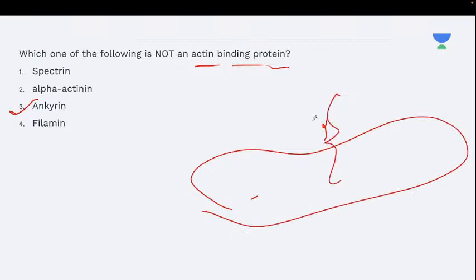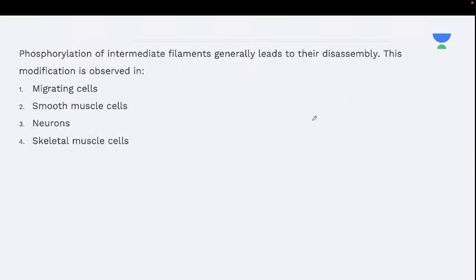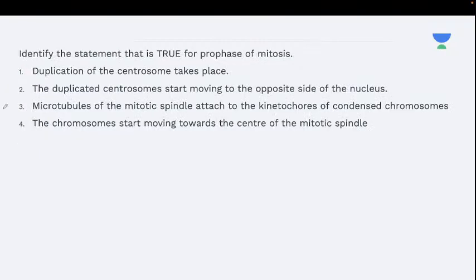This is a single pass membrane protein. This is not attached with actin. Phosphorylation of intermediate filaments generally leads to their disassembly. This modification is observed in basically migrating cells. Next question, mitosis, prophase of mitosis. You can do this question.